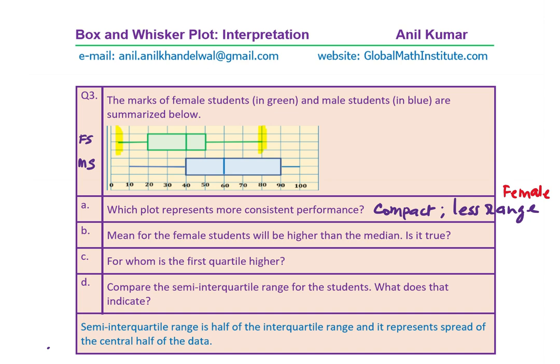Second, the mean for the female students will be higher than the median. Is it true? We'll say this is true, since we have a whisker which is longer on the right side. So it is true. Since the whisker is longer on the right side, the mean is higher. For whom is the first quartile higher? Let's look into the quartile. This is only that much and this is much longer. So it is for the males.